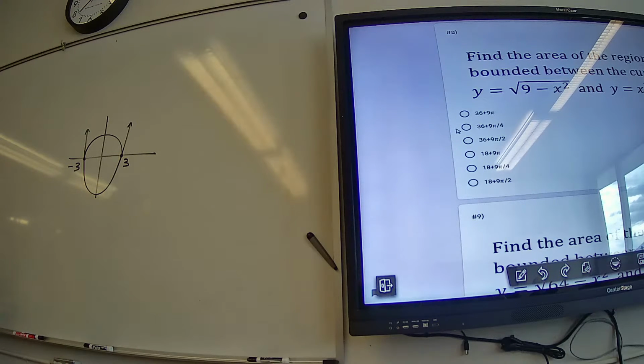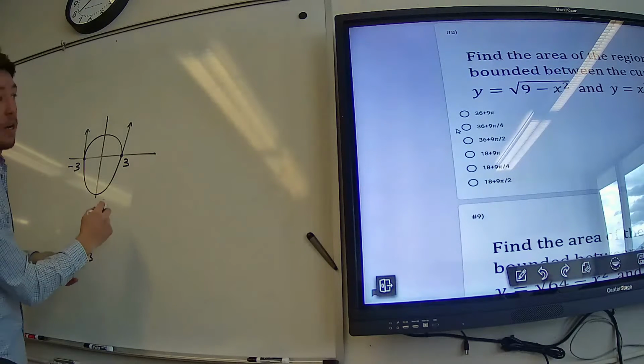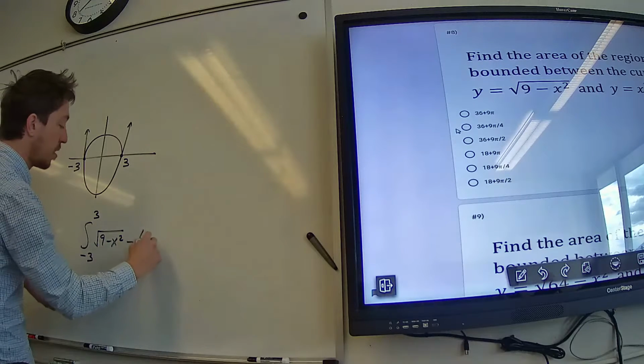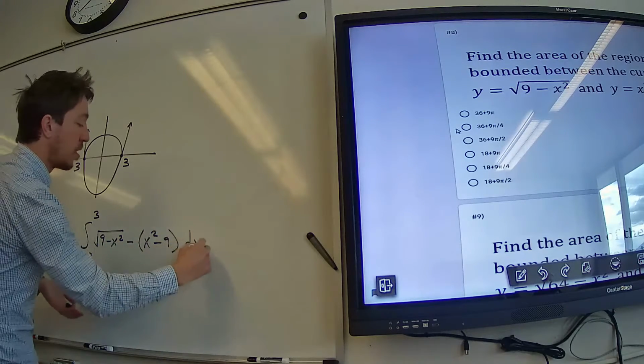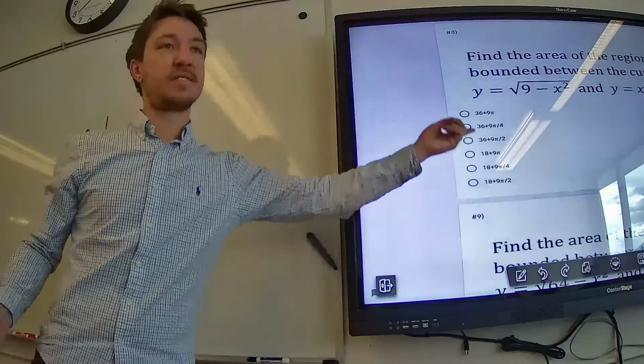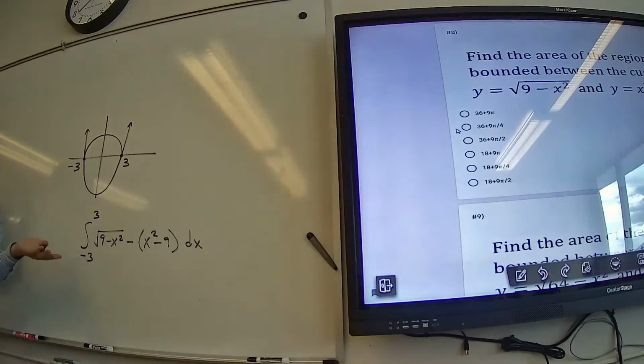Okay, now the trick here is that if you try to set this up, it wouldn't be wrong to say that the area is this. This is not how you do it though. Do we understand why that is technically correct, the best kind of correct, but also not going to allow us to get a numerical answer? No. We don't know how to integrate that. That term is not going to be easily integrable, okay?